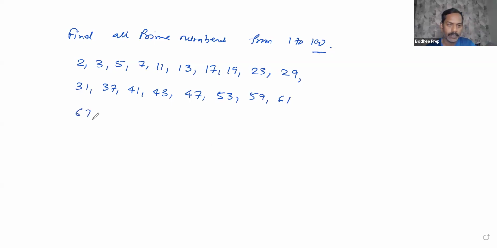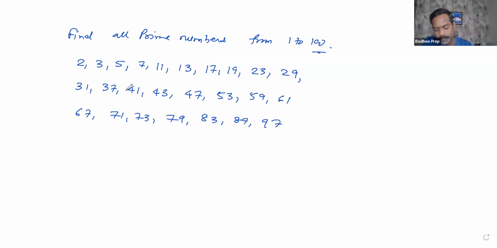67 we have to consider. 69 is to be ruled out. 71 has to be taken. 73 has to be taken. 79 has to be taken. Right? So I'm just moving along. 81 is ruled out. 83 has to be taken. 89 has to be taken. Then 91 is not, yes, it is divisible by 7. 93 is divisible by 3. 97 will not be divisible by any of the numbers.